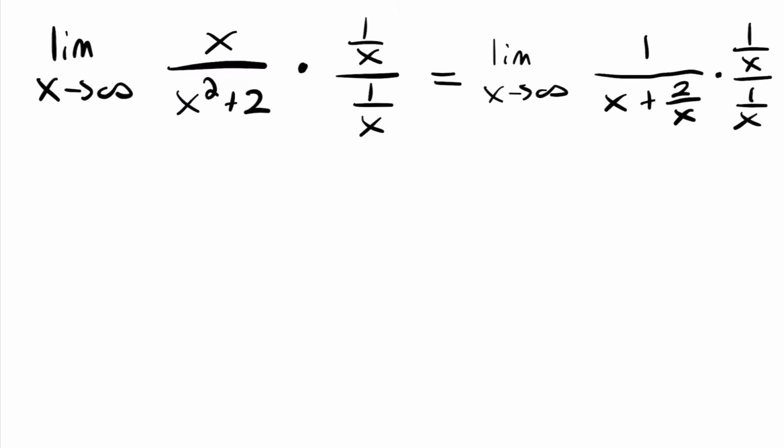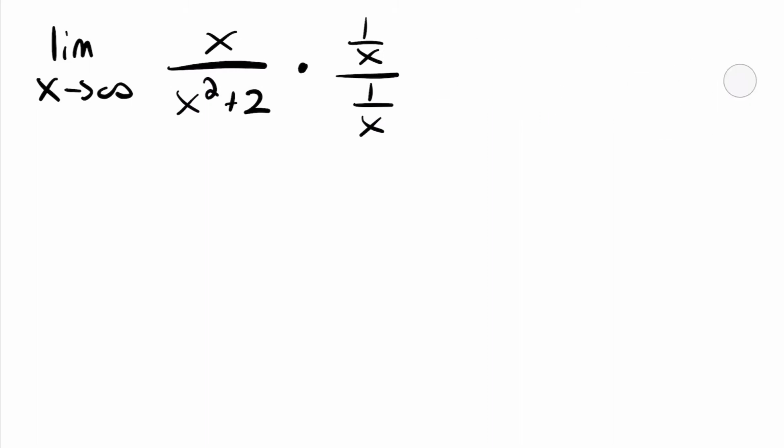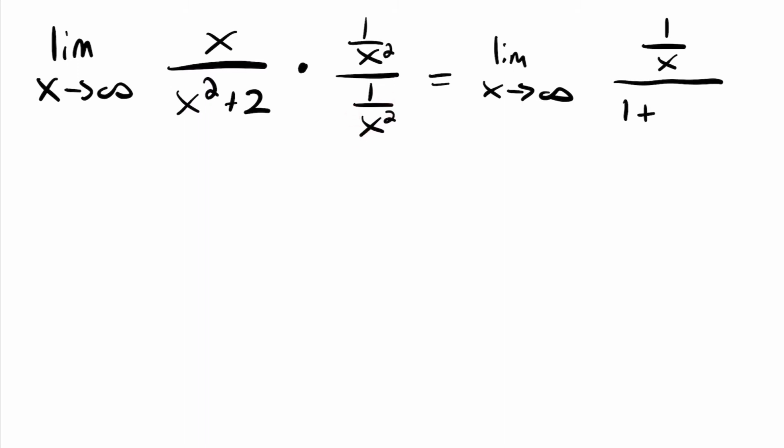But instead of multiplying by 1 over x 2 times, we can do this all in one step by multiplying by 1 over x squared instead. So if we switched it to x squared in the bottom of our denominators, then we would have the limit as x approaches infinity of 1 over x divided by x squared times 1 over x squared, which will be 1, plus 2 over x squared.